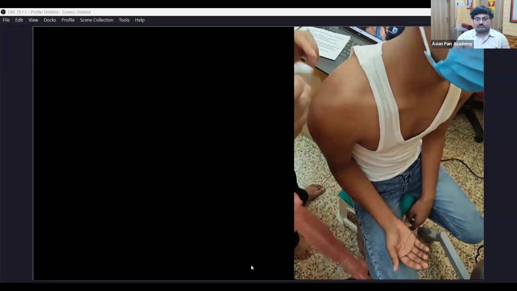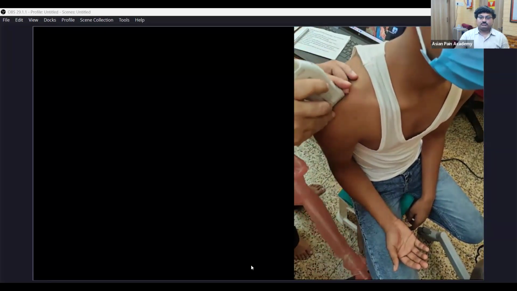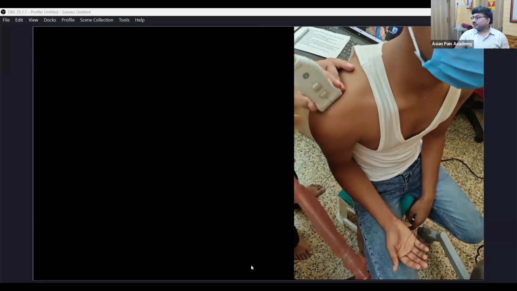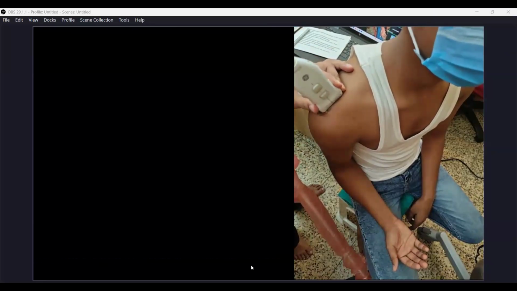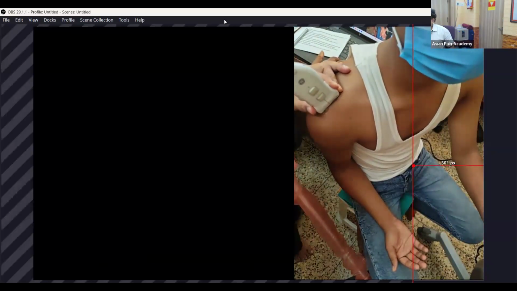I am putting the probe in this way. So if I put the probe in this way directly, it is not visible. The ultrasound image is not showing up. Visible, not visible. Okay. Just a minute.